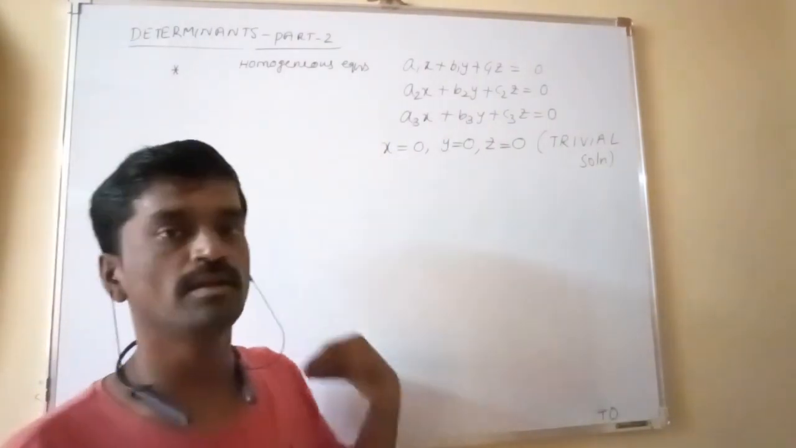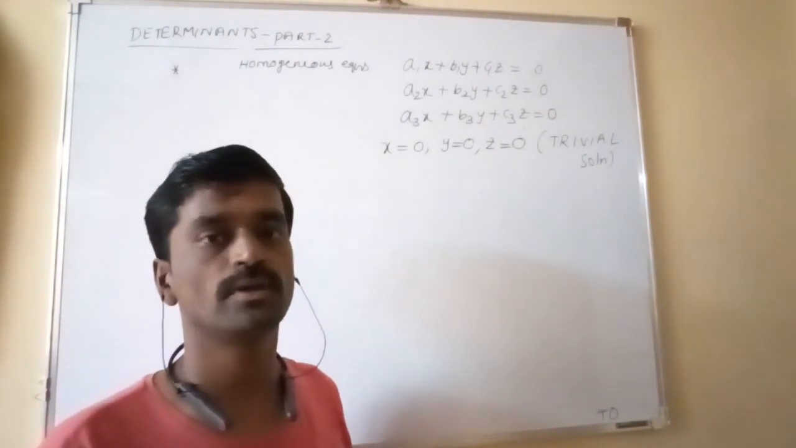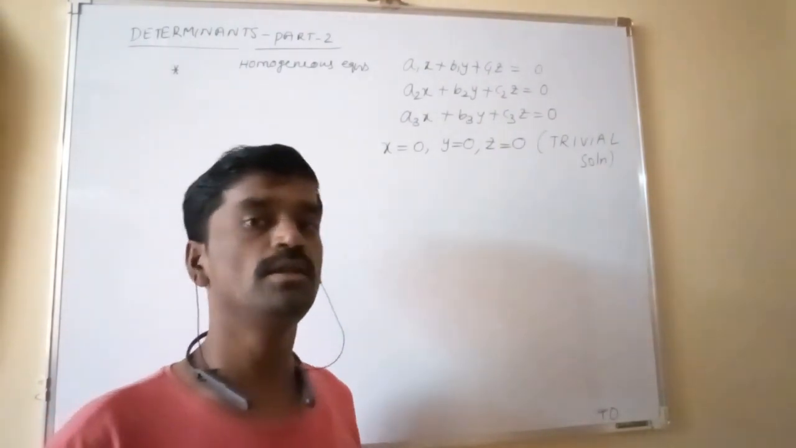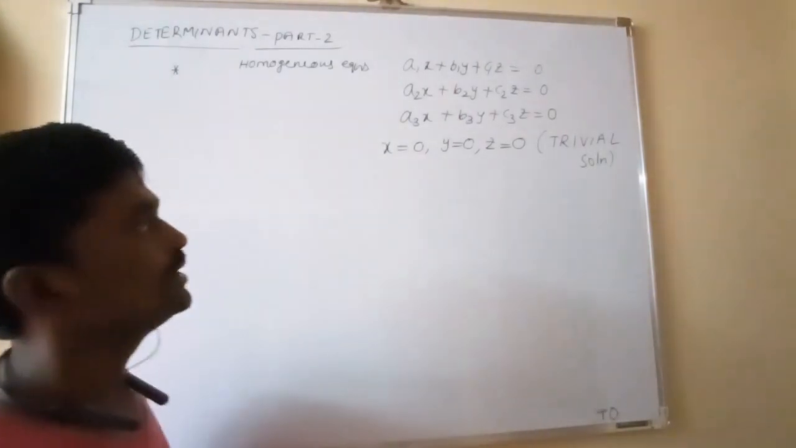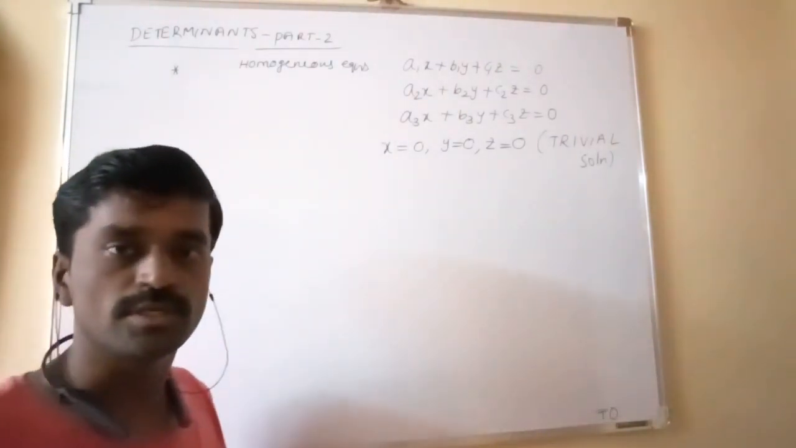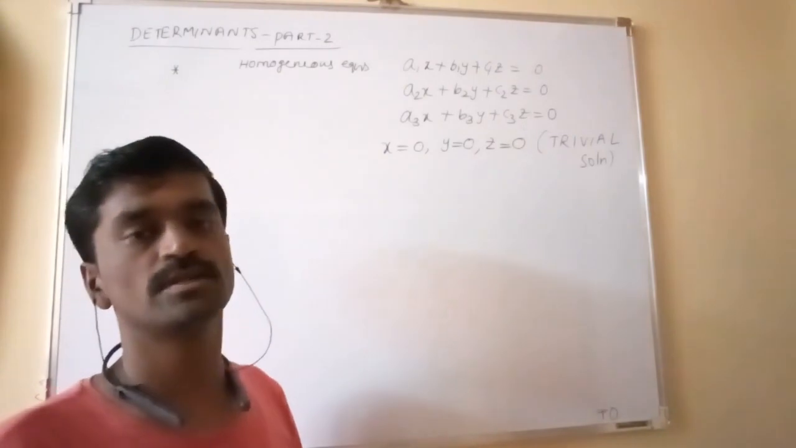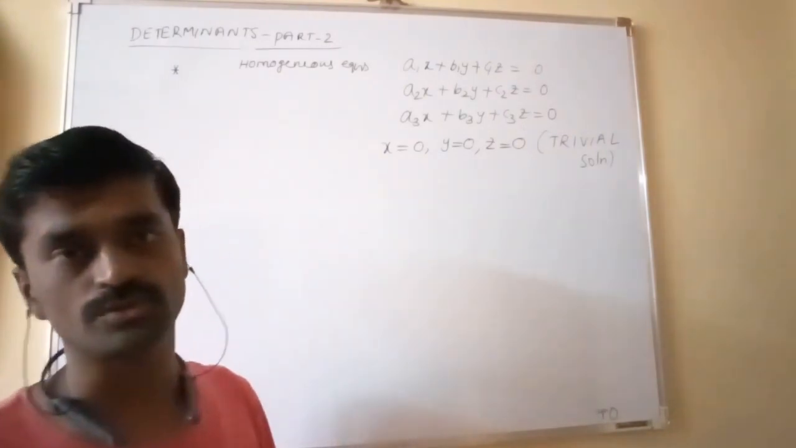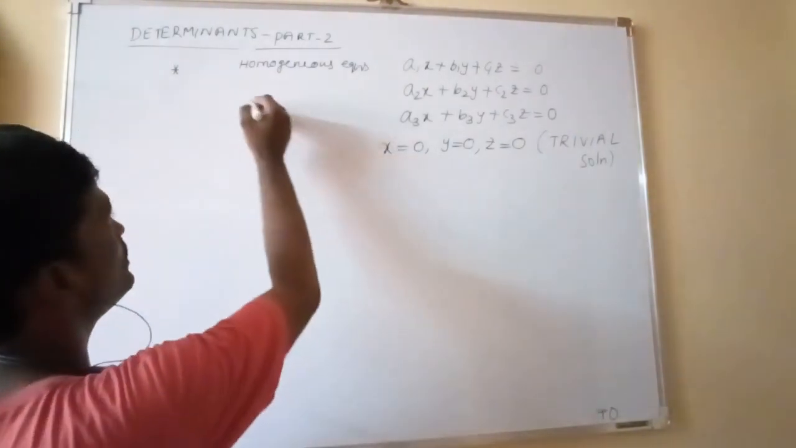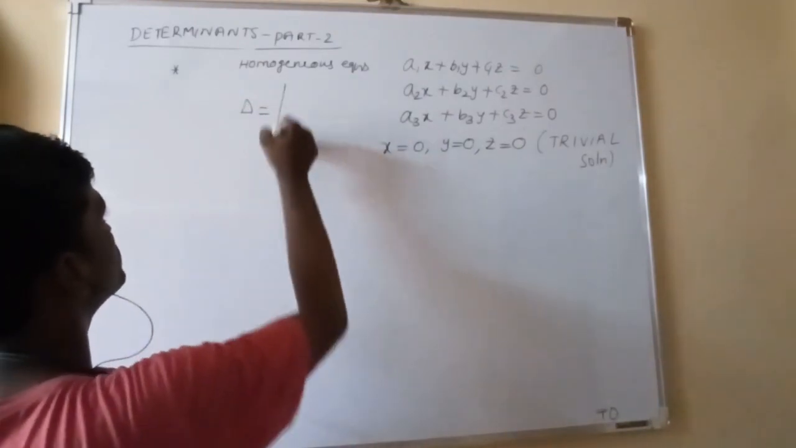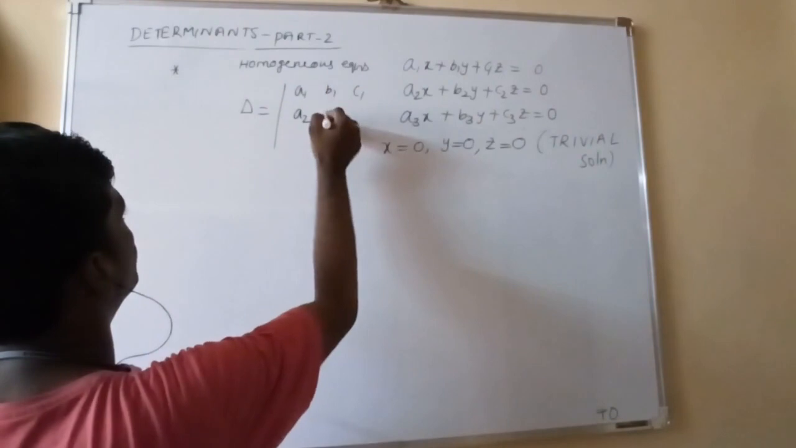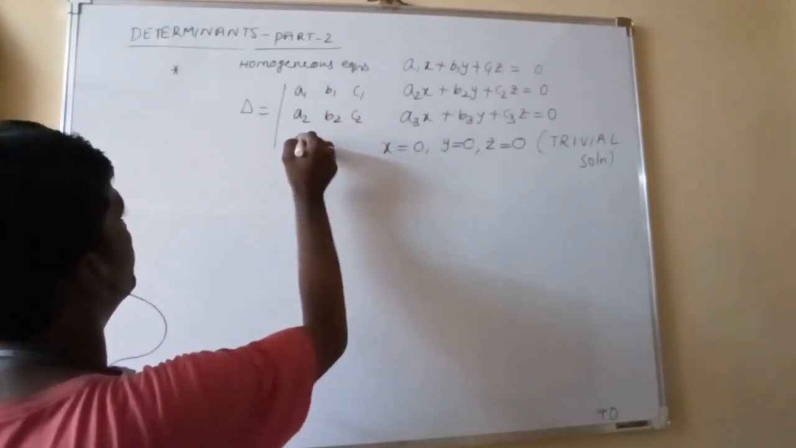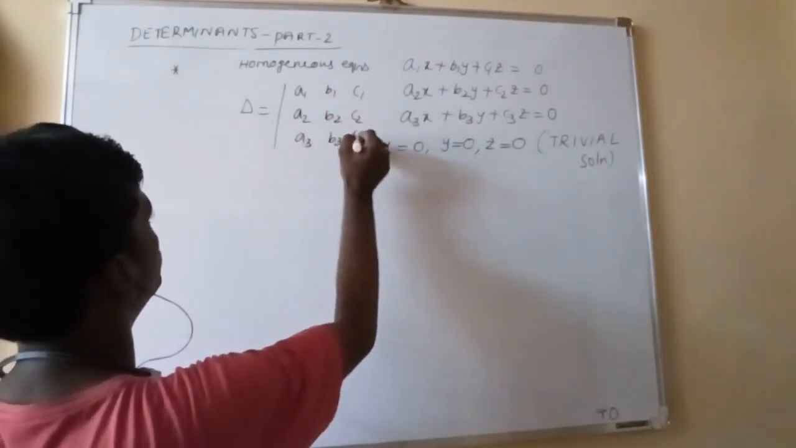That means the given system has either a unique solution or infinitely many solutions. So if we find it has a non-zero solution, it means automatically there will be infinitely many values of x, y, z satisfying the given system. Okay, so now I'm going to discuss in which case it has a unique solution, and in which case it has infinitely many solutions. So same delta, you take the coefficient determinant of a1, b1, c1, a2, b2, c2, a3, b3, c3.